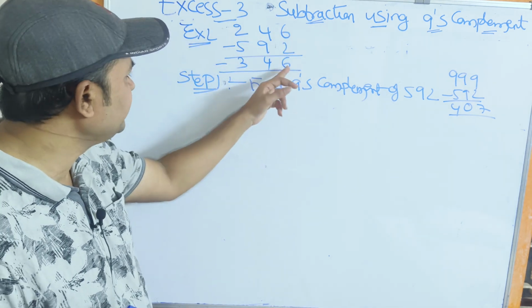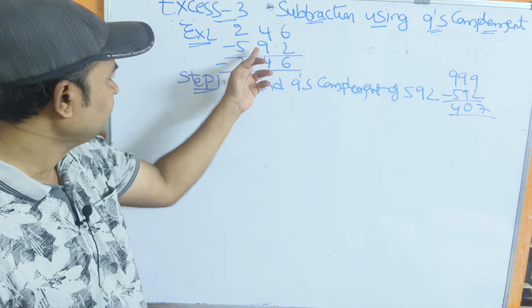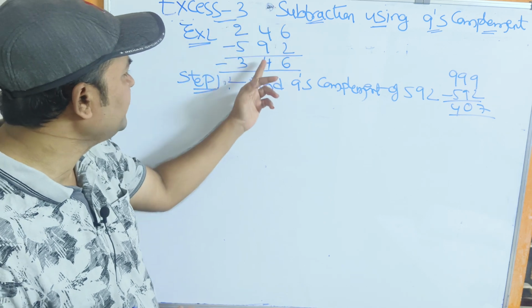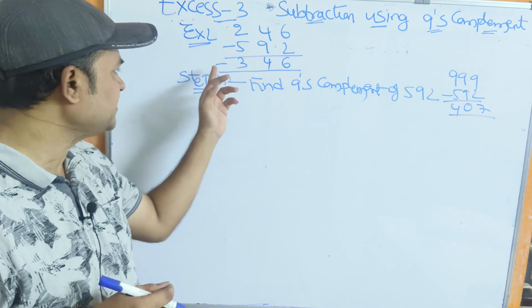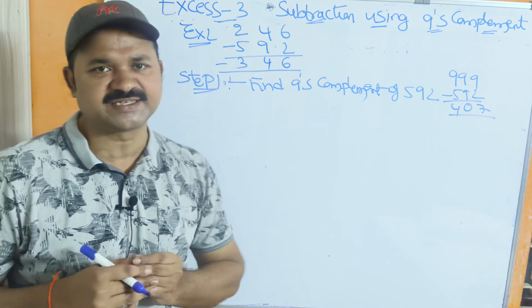So 12 minus 6 means 6. Next, this will become 8. 8 minus 4 means 4. 5 minus 2 means 3. Here the biggest number has the sign minus. So minus 346 is the result.